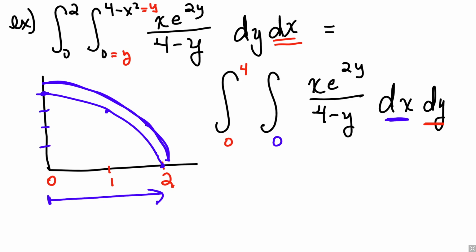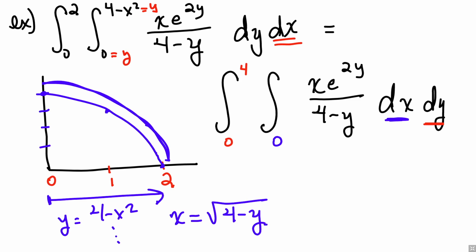So we know that y is equal to 4 minus x squared. If we solve for x, what's x going to be equal to? Square root of 4 minus y. And that's going to be our upper limit.